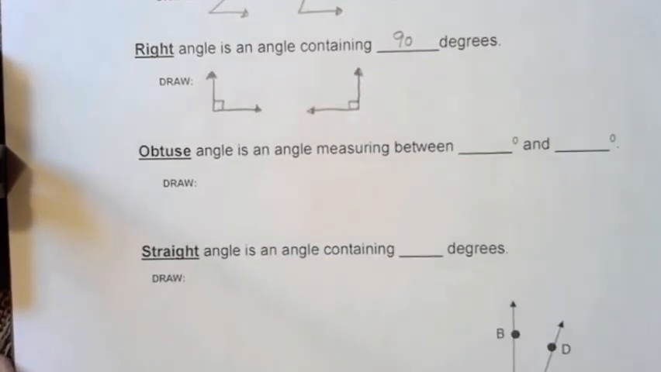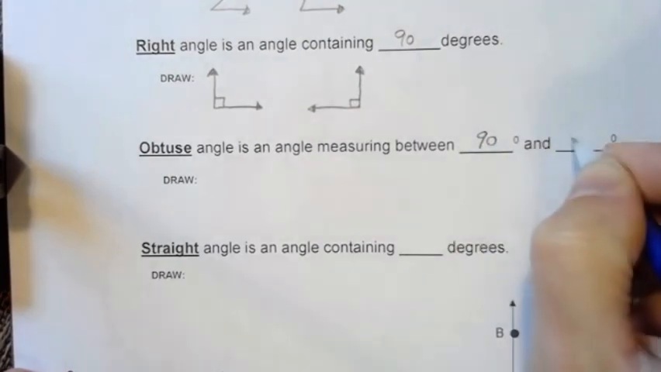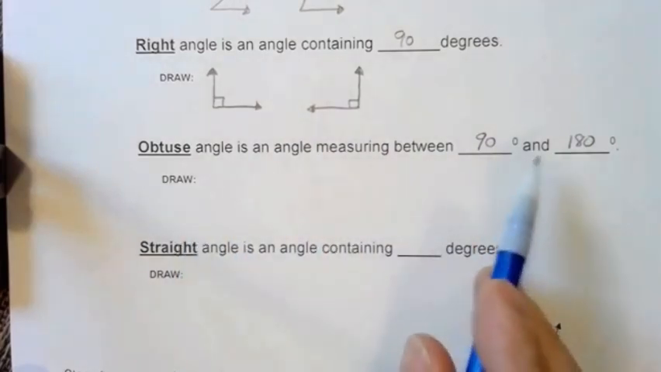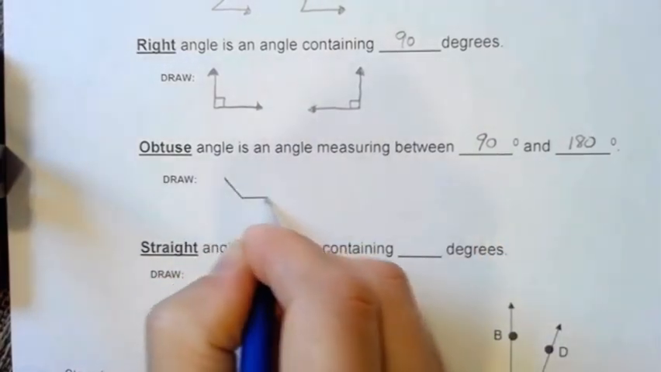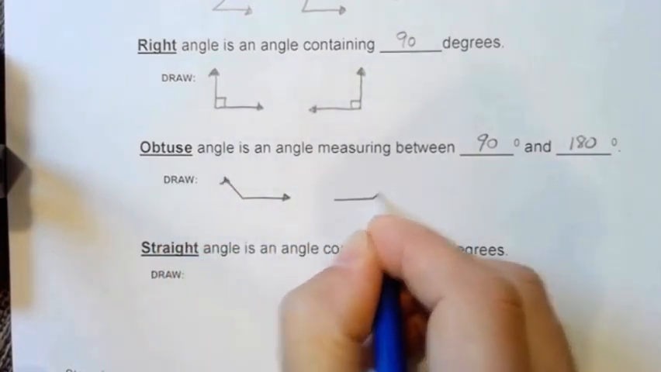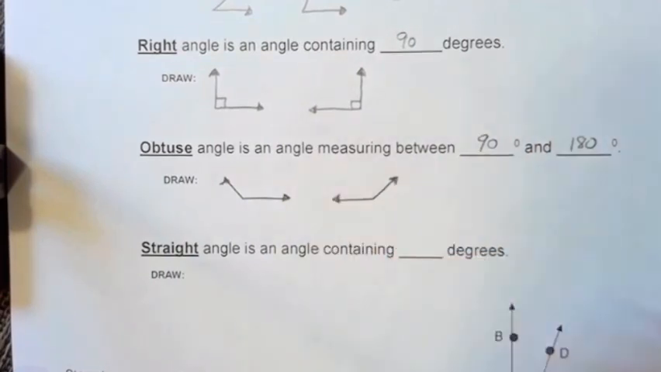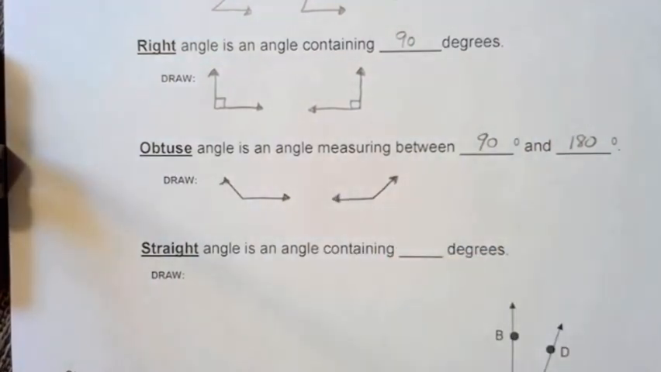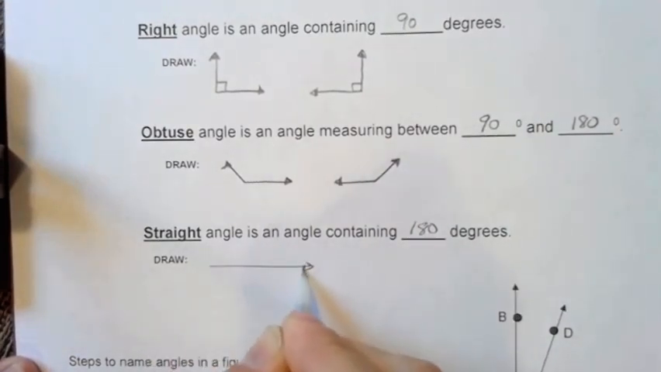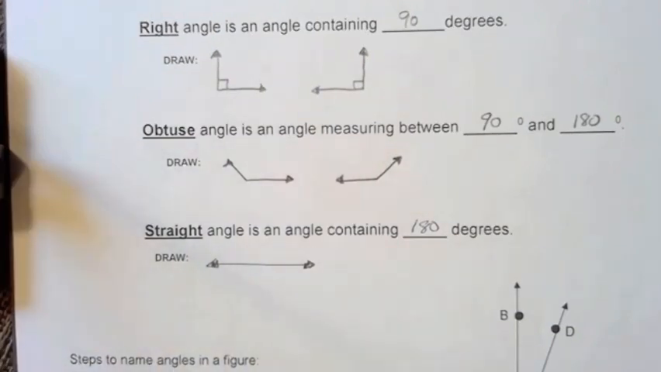An obtuse angle is an angle measuring between 90 degrees and 180 degrees. So it needs to be bigger than a right angle, but smaller than 180 degrees. Maybe it looks something like this. This is an example of what an obtuse angle would look like. Or I could draw the picture maybe something like that. Each of those represents an obtuse angle. And finally, a straight angle is an angle containing exactly 180 degrees. We call it a straight angle because it would look just like a nice straight line. Those are the four different types of angles that you learned about in elementary school.